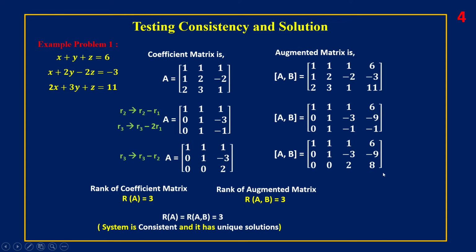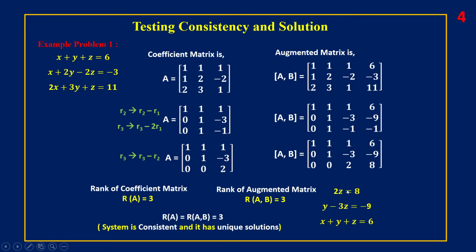See the last row of the augmented matrix. Using the reduced augmented matrix, we can find the solution. Here, this is the x coefficient, this is the y coefficient and this is the z coefficient. So the z coefficient is 2 and the constant term is 8. So we can write the equation as 2z equal to 8. From the second row, we can write the equation as y minus 3z equal to minus 9. And from the first row, we can write the equation as x plus y plus z equal to 6.